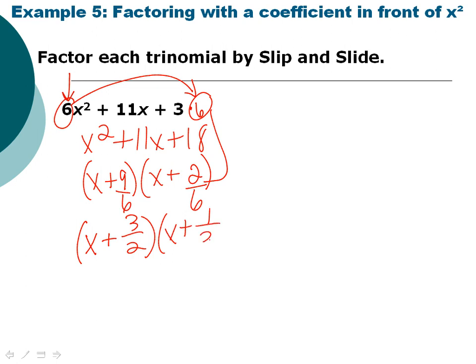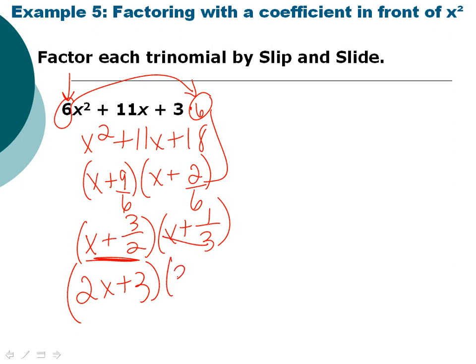and 1 over 3. If you don't reduce the fractions, you're going to get it wrong. Now I've got to multiply this by 2. That gives me 2x plus 3. And the second term I'm going to multiply by 3. That gives me 3x plus 1. That is called slip and slide.